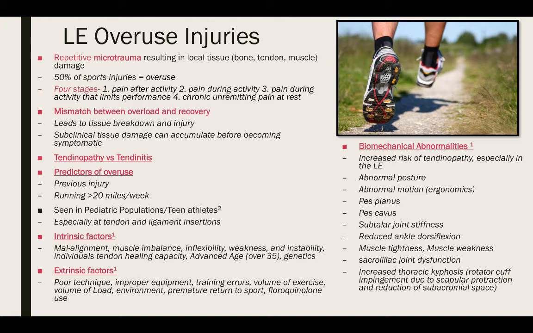So predictors of overuse: previous injuries. Anytime you've had a previous injury, you're more likely to have an injury again later, and running greater than 20 miles a week. And this is being seen a lot more in the pediatric population and teen athletes. Why? Because they're doing more and more sports. They're engaged in multiple teams at the same time. They're doing sports year round. There's not a lot of time for rest. And they're being pushed by their parents to do this.